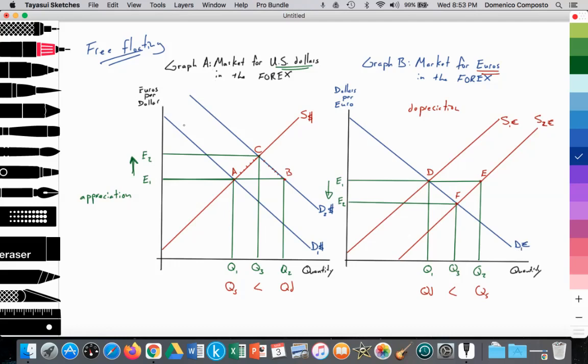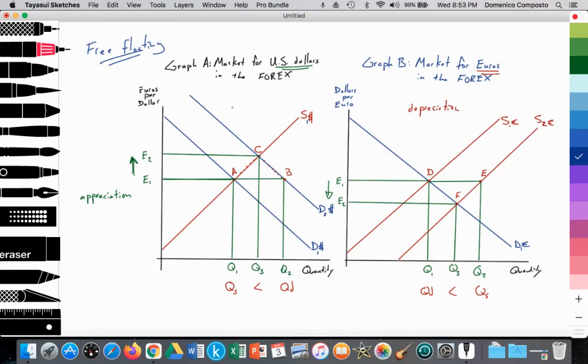In graph A, we have an equilibrium established where D1 equals S1. At point A, it provides an equilibrium exchange rate at E1. And it provides an equilibrium quantity supply and demand of dollars in the foreign exchange for euros at Q1. In graph B, in the market for euros, where D1 intersects with S1 at point D, it provides an equilibrium value of the currency at E1 and equilibrium quantity supply and demand at Q1.